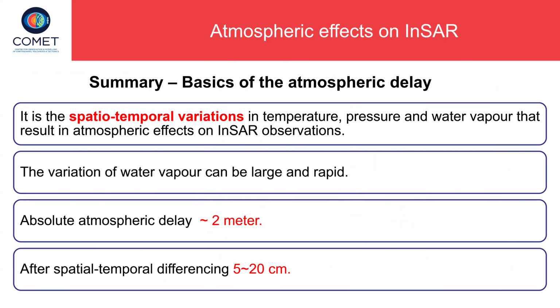So to summarize, it is the spatial temporal variations in the temperature, pressure, and water vapor that result in the atmospheric effect on InSAR measurement. And the variation of water vapor can be large and can be rapid. The absolute value is about 2 meters along the zenith direction. But after double differencing, after spatial temporal differencing, it can reach 5 to 20 centimeters. It's still quite large compared to many deformation signals. So this is the basics of the atmospheric delay.